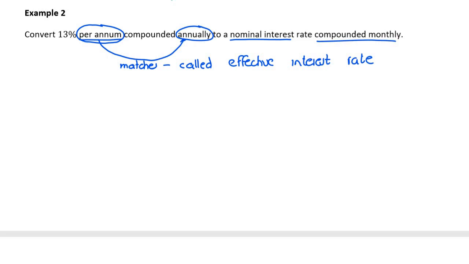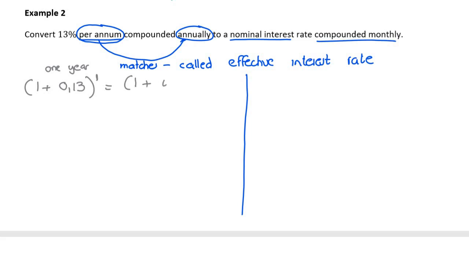And because you're dividing up into 12 different parts, that's called a nominal interest rate. Now, there's 2 ways to convert between effective and nominal interest rates. I prefer the option where I say, right, my 1 plus my interest rate for my effective, which is 13% compounded annually for 1 year. So I always compare 1 year of the effective, and it must be equal to 1 year of the nominal.